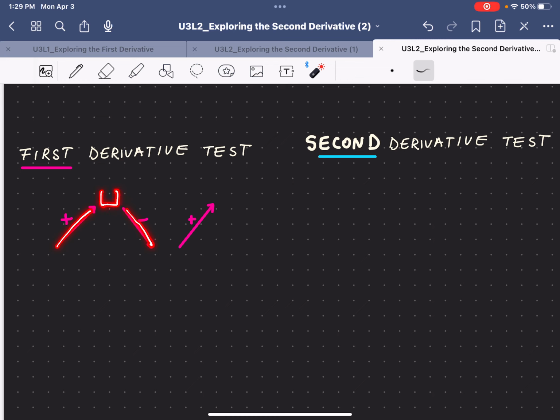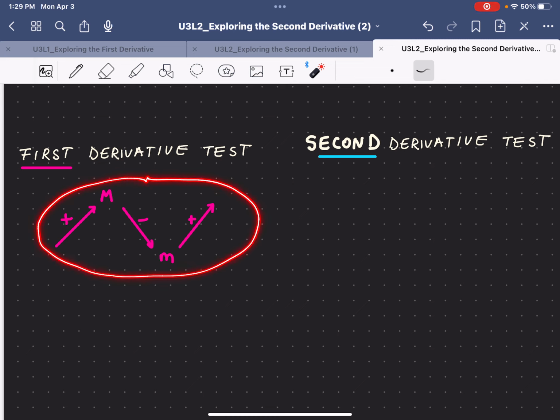Further to this, by knowing the intervals of increase and decrease, we were able to locate the points where the function changed from increasing to decreasing, which marked a maximum, and the points where the function changed from decreasing to increasing, that marked a minimum. So we call this finding minimum or maximum by using what we call the first derivative test, or simply by using the chart. So this very chart is what we call the first derivative test.